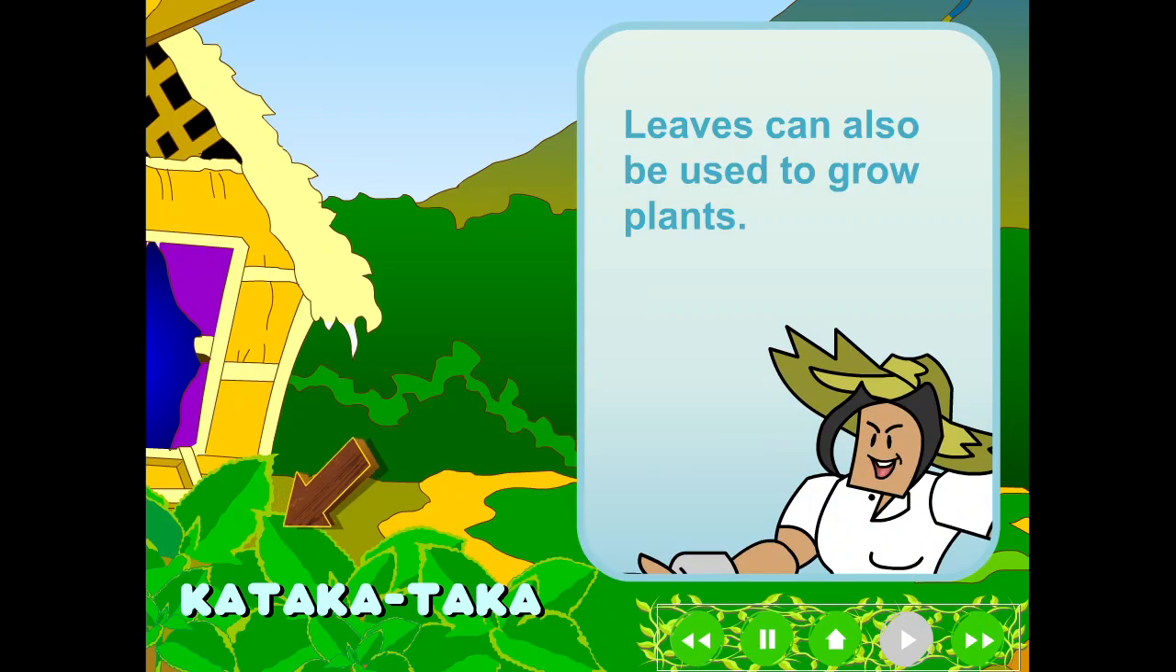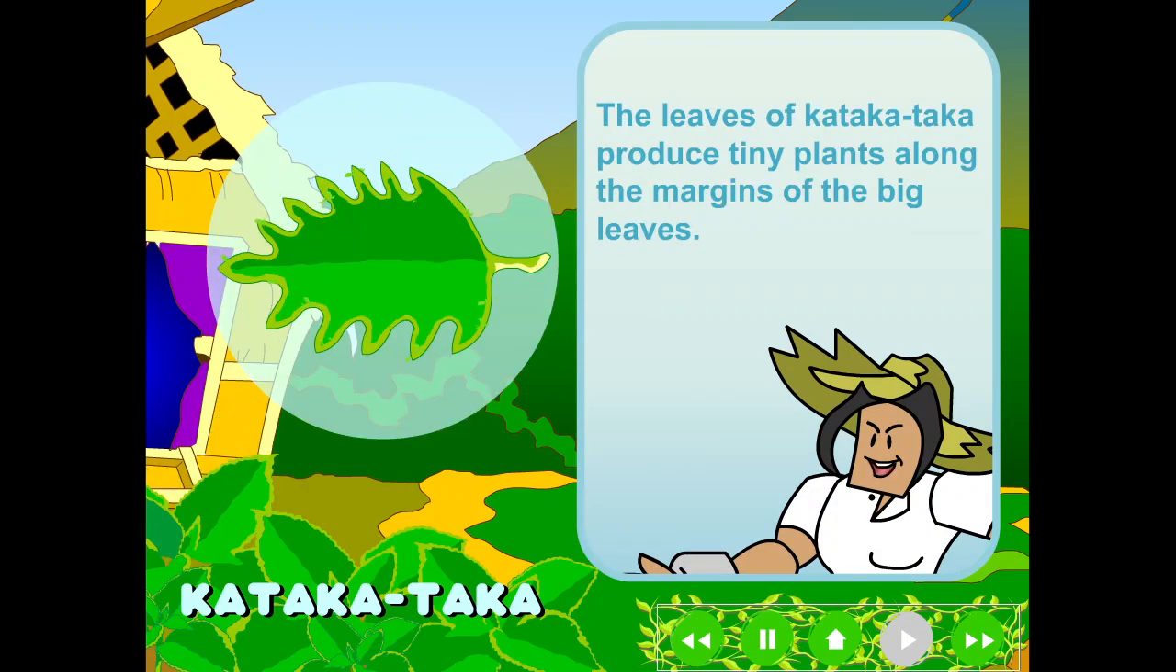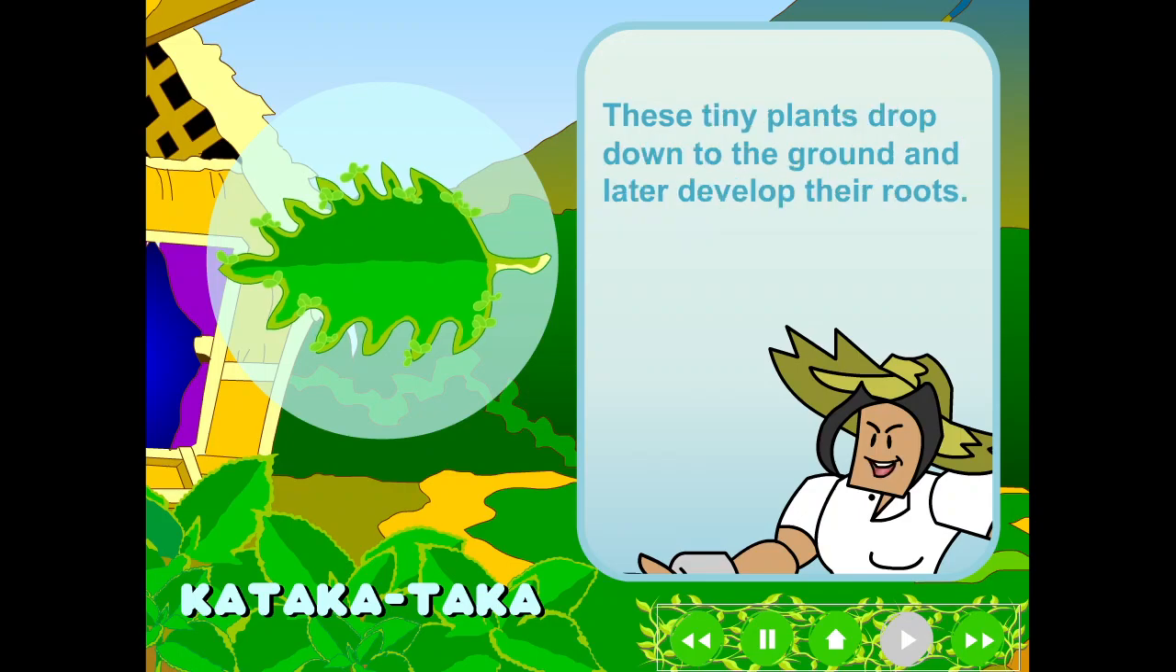Leaves can also be used to grow plants. The leaves of katakataka produce tiny plants along the margins of the big leaves. These tiny plants drop down to the ground and later develop their roots.